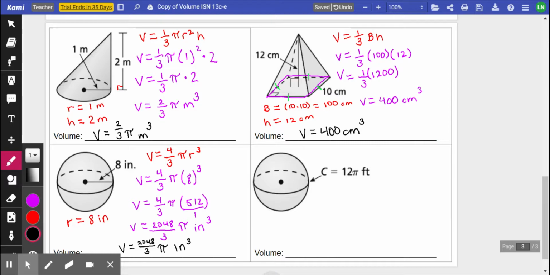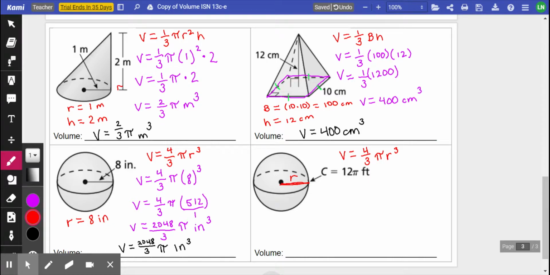And last but not least, we have another sphere. However, you will notice that we are given the circumference. We are not given the radius. So we have to do a little work to get the radius. I'm just going to copy down the formula so we know what we're working with. 4/3 times pi times radius cubed. Like I just said, we're given the circumference. We need to come up with what this radius is going to be. That's what we need for our formula for volume.